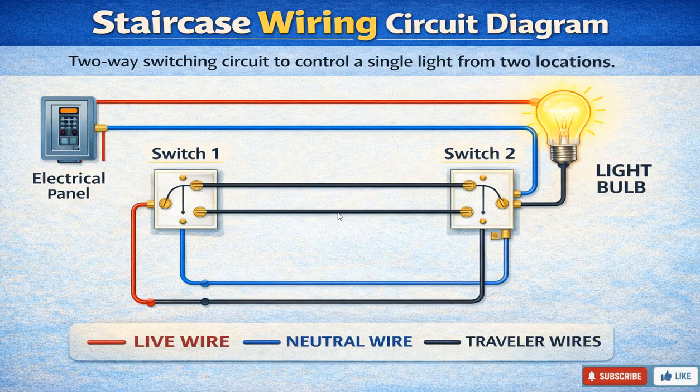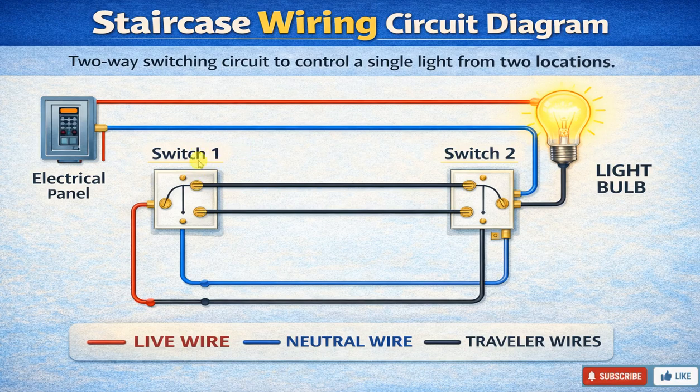Now, what is meant by staircase wiring? Generally, staircase wiring is used where we are required to control the light from two different locations, and it is possible with the help of staircase wiring. So now see here, this is your light bulb, which is connected to switch 1 and switch 2.